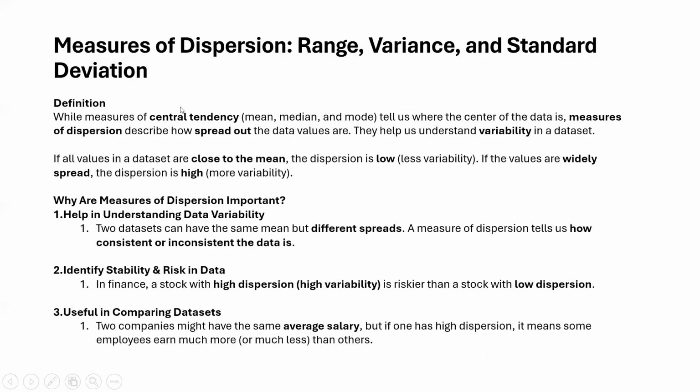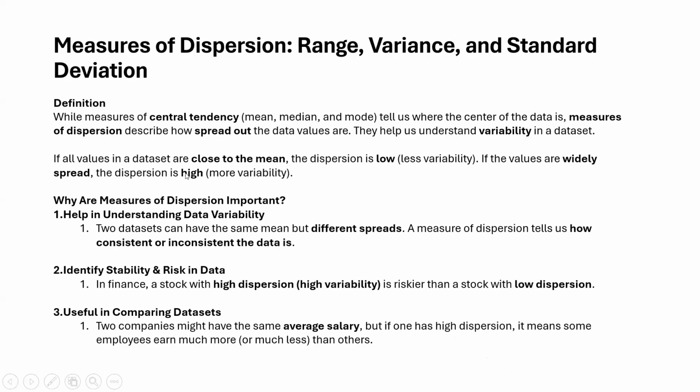So we have learned about the measures of central tendency, which tell you about the center of the data. But measures of dispersion describe how spread out the data values are. They help us understand the variability in the data set, how varied it is. Let's say we are saying the average is 60, but what kind of values do I have in my data set? If you know the measures of dispersion, you can imagine or calculate it. It can give you the picture of what kind of values are there.